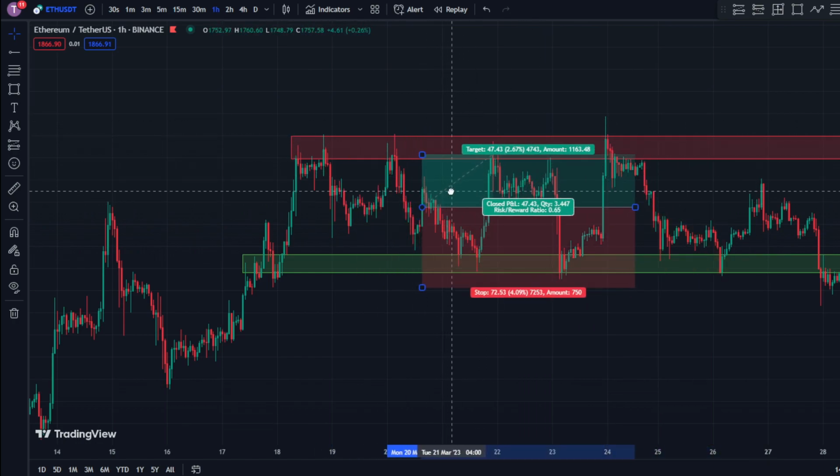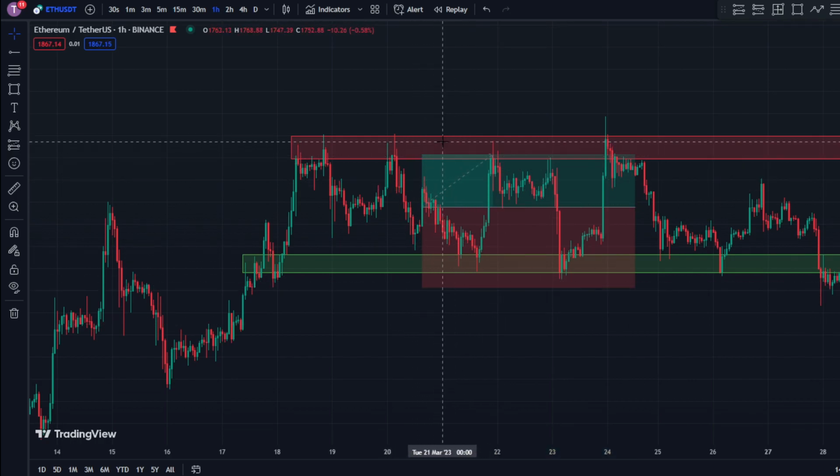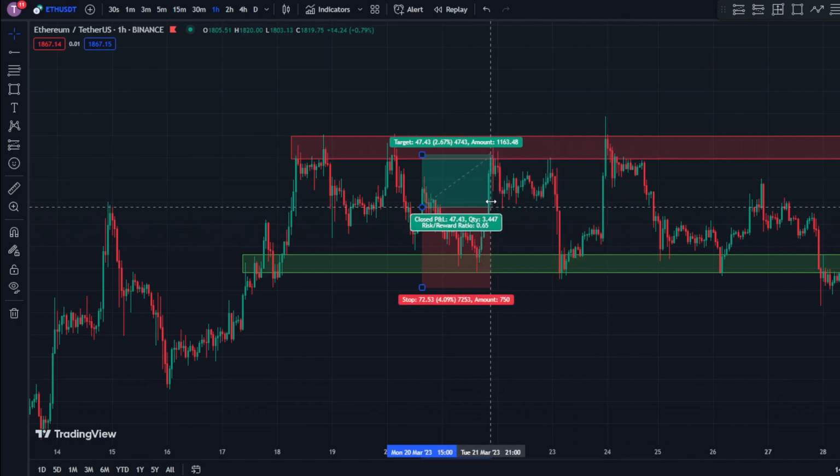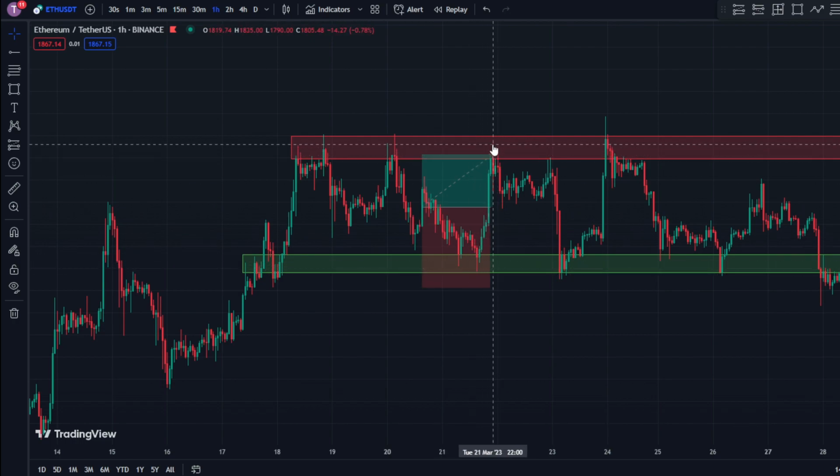So let's use this example right here. If we enter a position right here, we put our stop loss right below the support, put our take profit right below the resistance area, you can see that we immediately got this as a winning trade, because once it reaches support, it bounces off. Once it reaches a resistance, it will go back down.